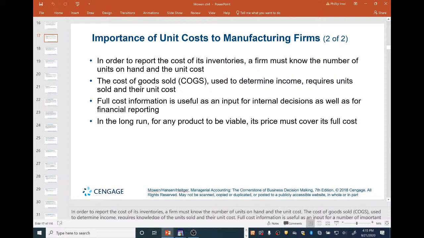In order to report the cost of its inventories, a firm must know the number of units on hand and the unit cost. The cost of goods sold, used to determine income, requires units sold and their unit cost. Full cost information is useful as an input for internal decisions as well as for financial reporting. In the long run, for any product to be viable, its price must cover its full cost. So we know that if we're in the business of making money, then we obviously have to set a price higher than what we're paying for whatever product or service we're providing, right?